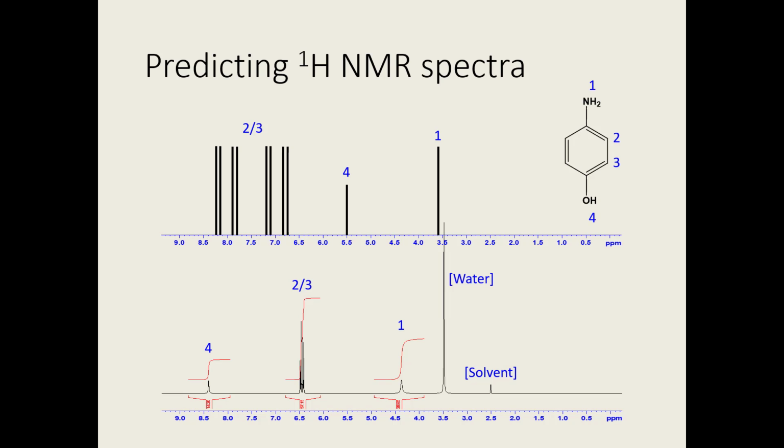Here is the real proton NMR spectrum of para-aminophenol. How does it compare with our predictions? The proton signals aren't exactly where we drew them, but they're all within the correct chemical shift ranges. Integrations and couplings are all correct.